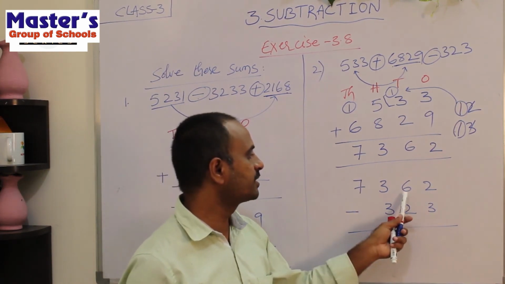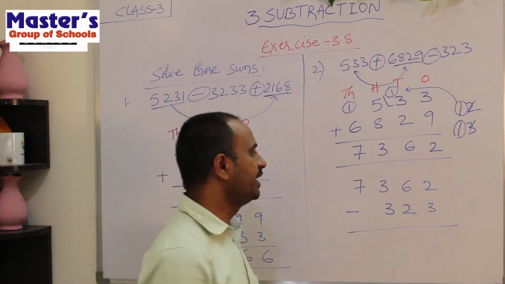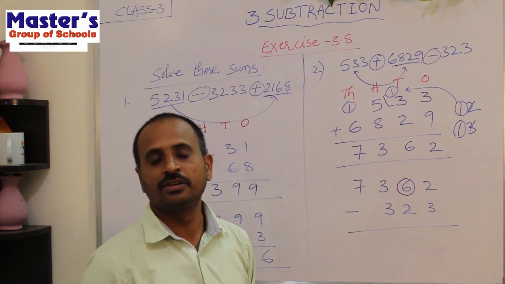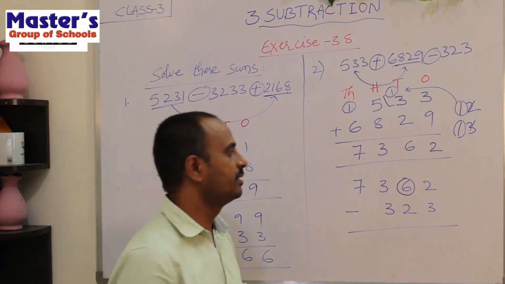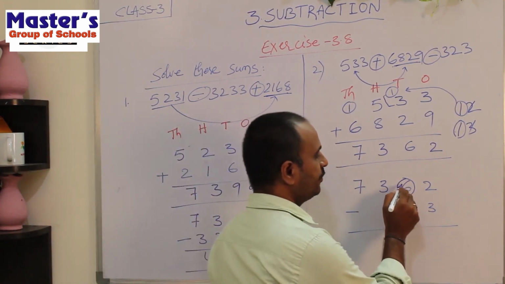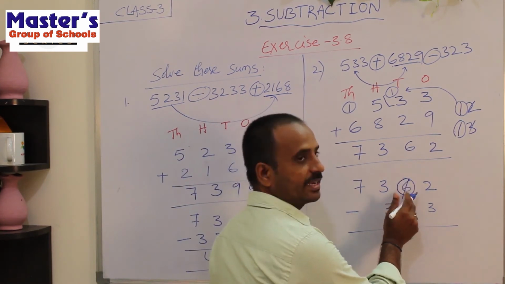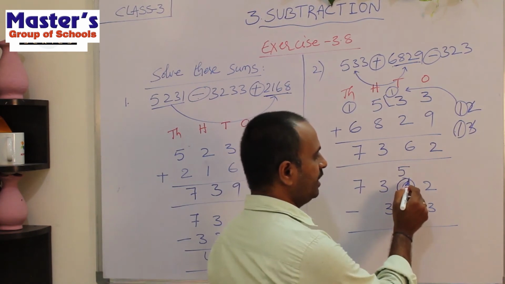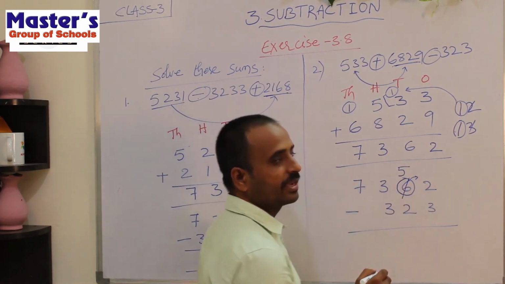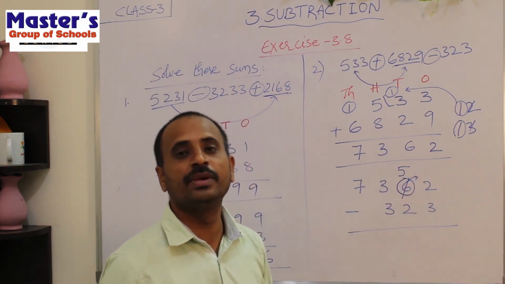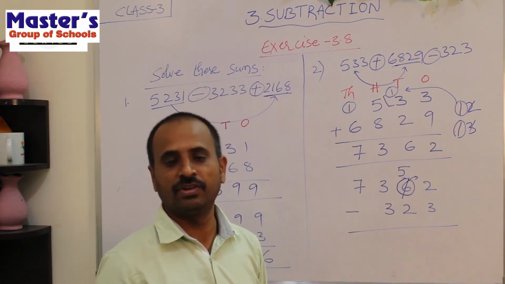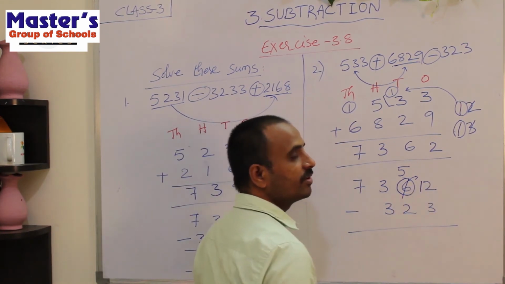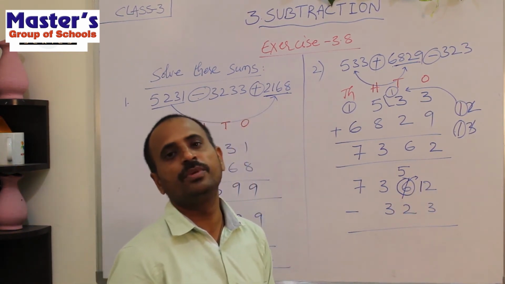What is its next place? Tens place. So how many tens are there here? There are 6 tens. So get borrow 1 ten from it. If you get borrow 1 ten, how many tens will be there? There will be 5 tens. And carry 1 ten to the ones place. If you carry 1 ten to the ones place, it becomes 10 ones. There are already 2 ones. So just write 1 here. How many does it become? You have 12 ones.